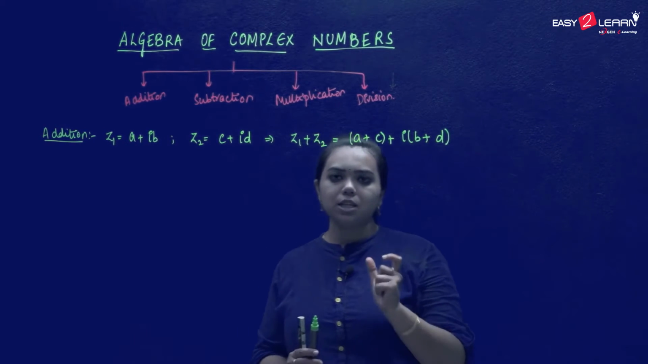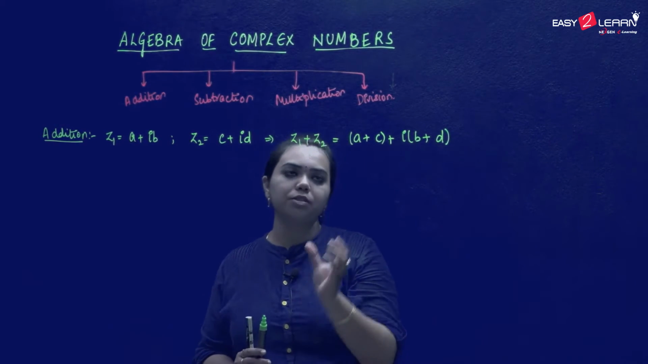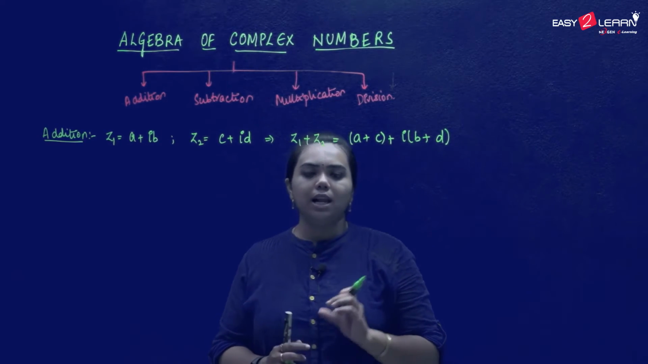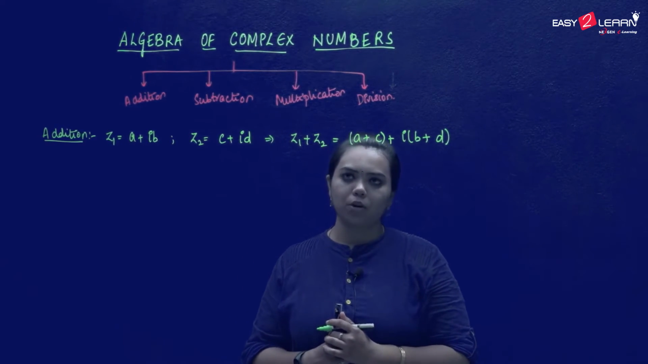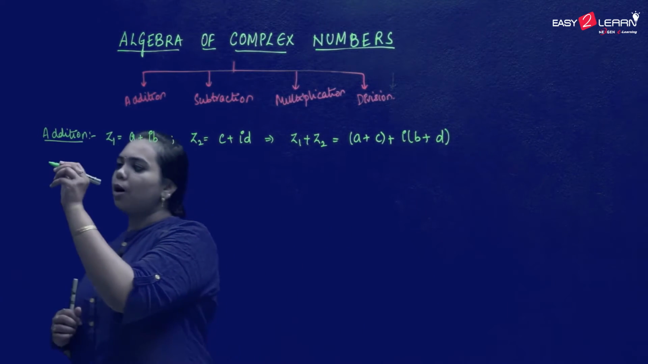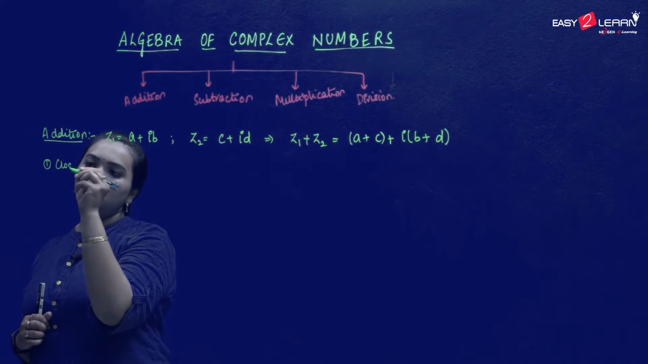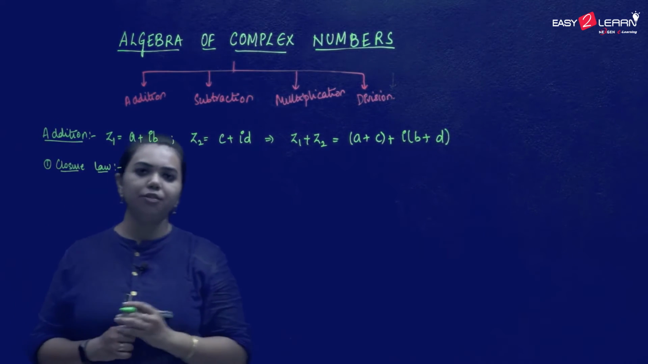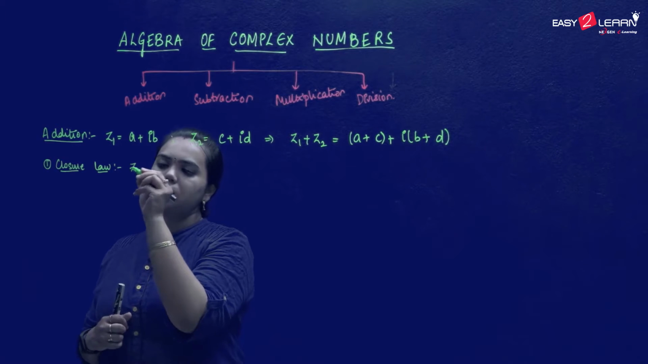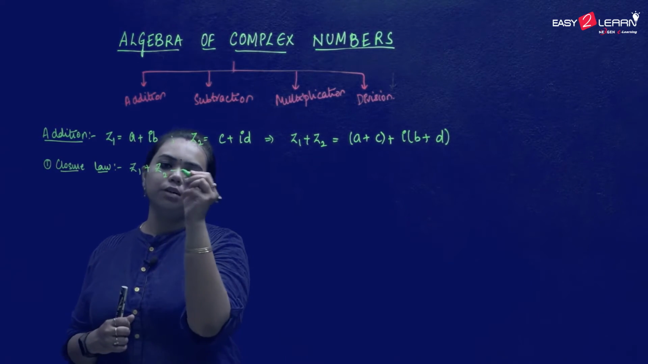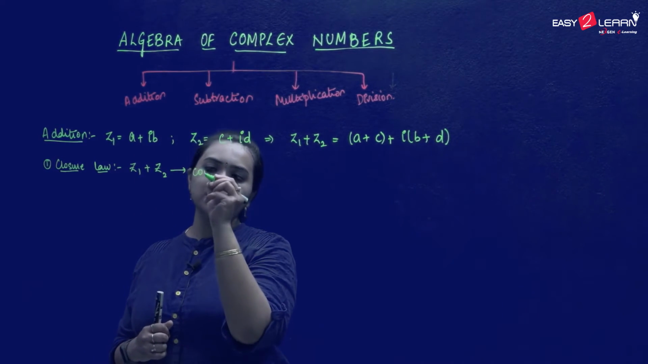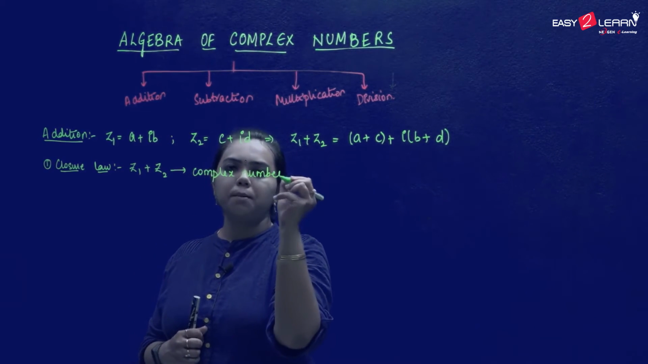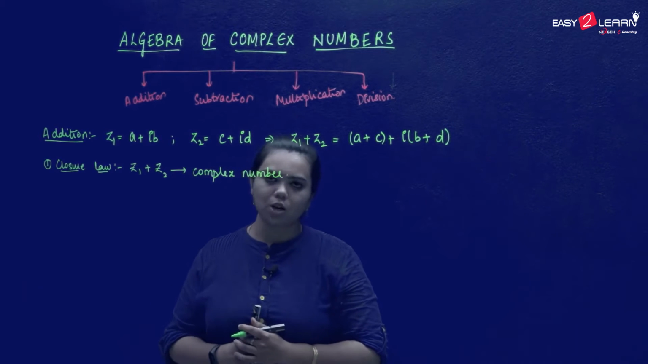So it is very essential that in a complex number you have to separate the real and imaginary parts to get the right answer. Now let us discuss what are the properties which come across in this. Firstly, the property is called the closure law. The closure law states that if we add two complex numbers, that is, we are adding z1 and z2, we are going to get the result as a complex number and not a real number. So whenever we add two complex numbers, the result which we get is always a complex number.